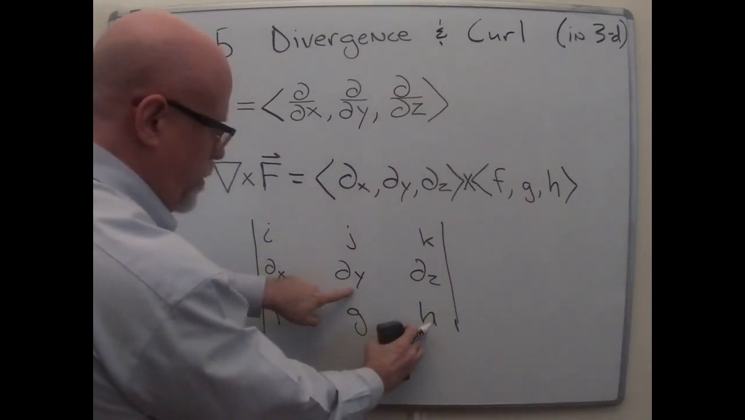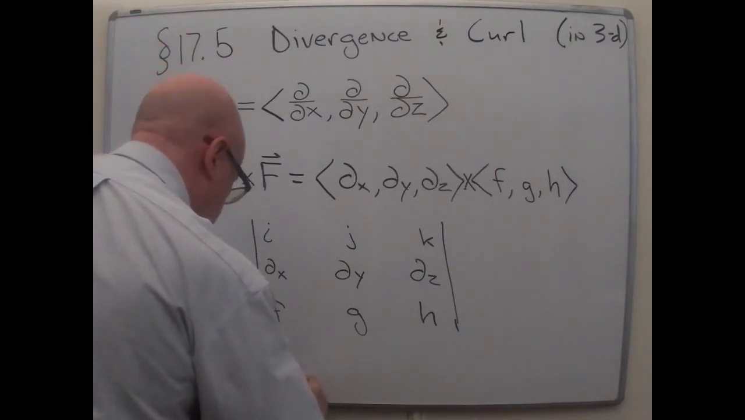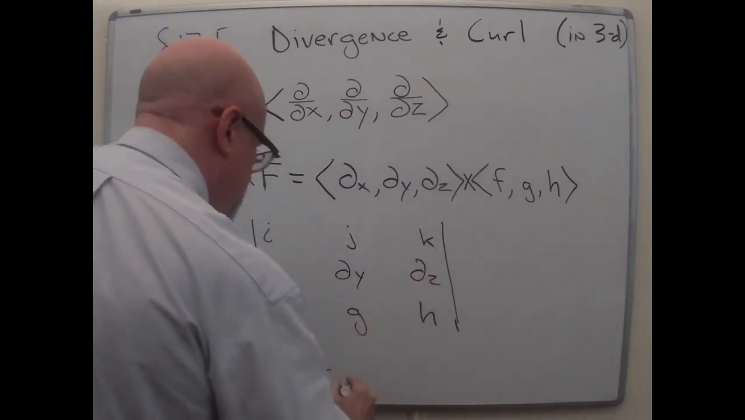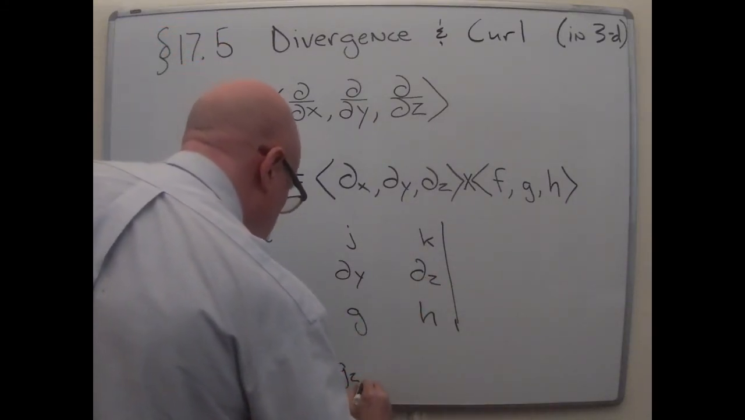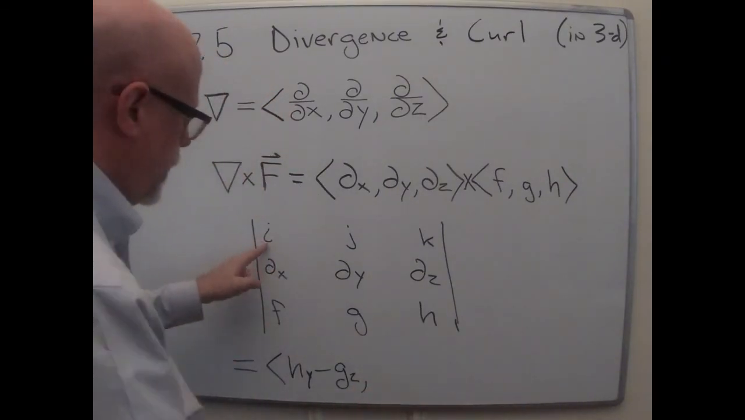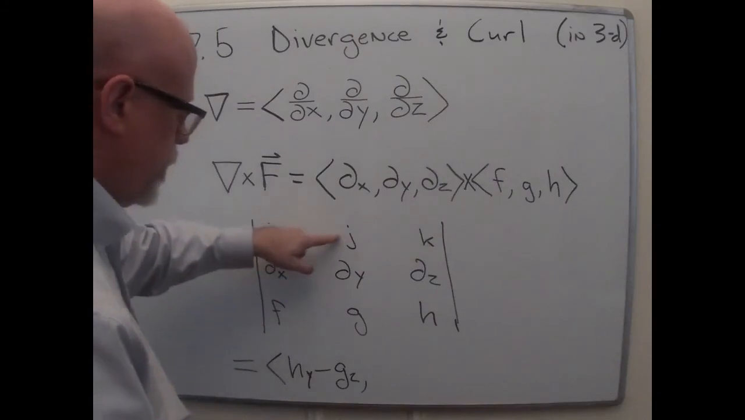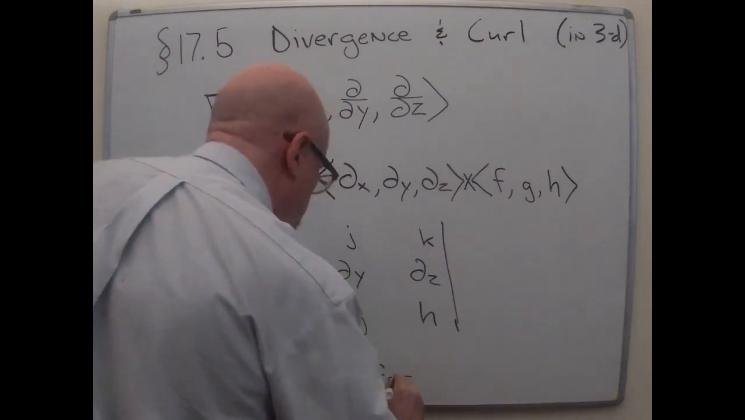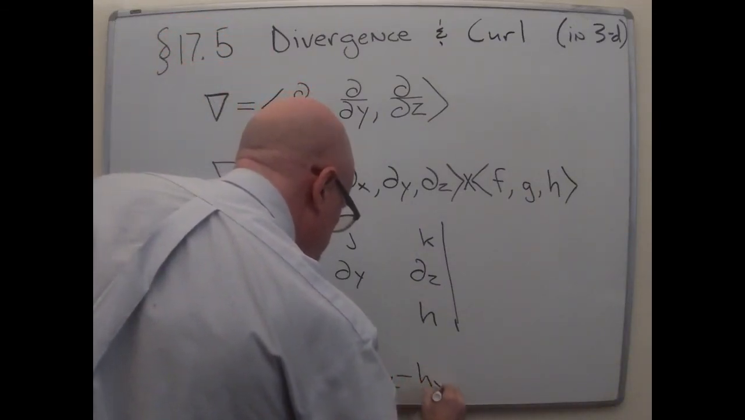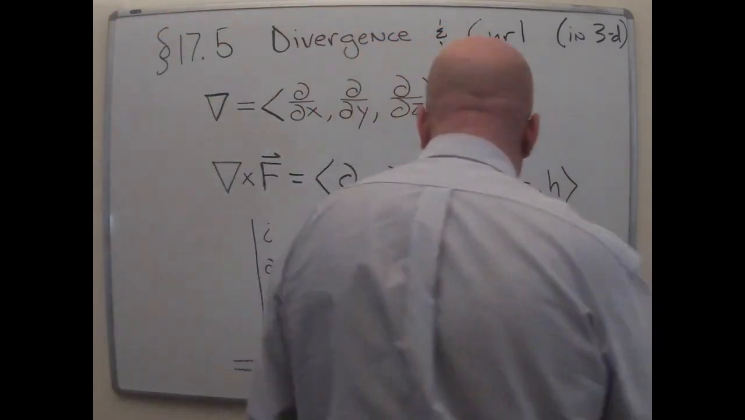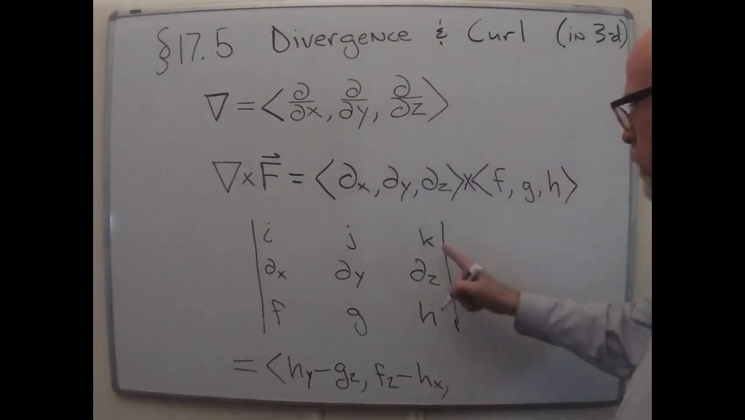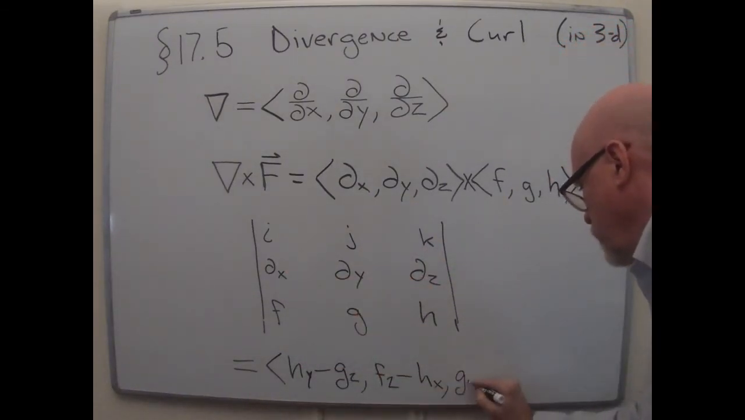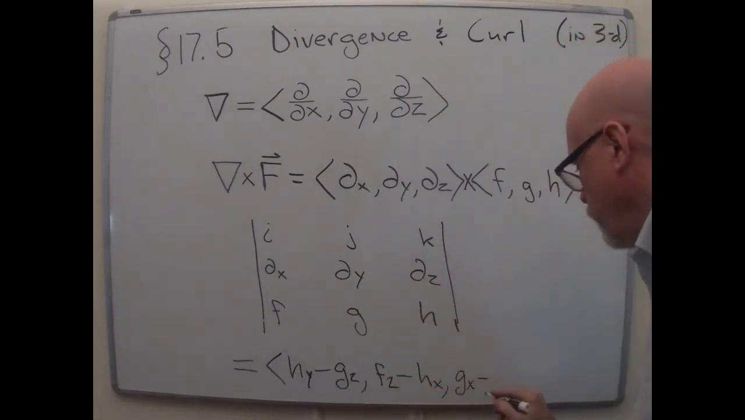The first one I want is this one. Take the y derivative of h. So you get h sub y minus g sub z. Okay. That's from i times that x, and then j times this x, f sub z minus h sub x. And last but not least, when we get the k component, it's this x, right? Partial x of g, g sub x, minus partial y of f, f sub y.